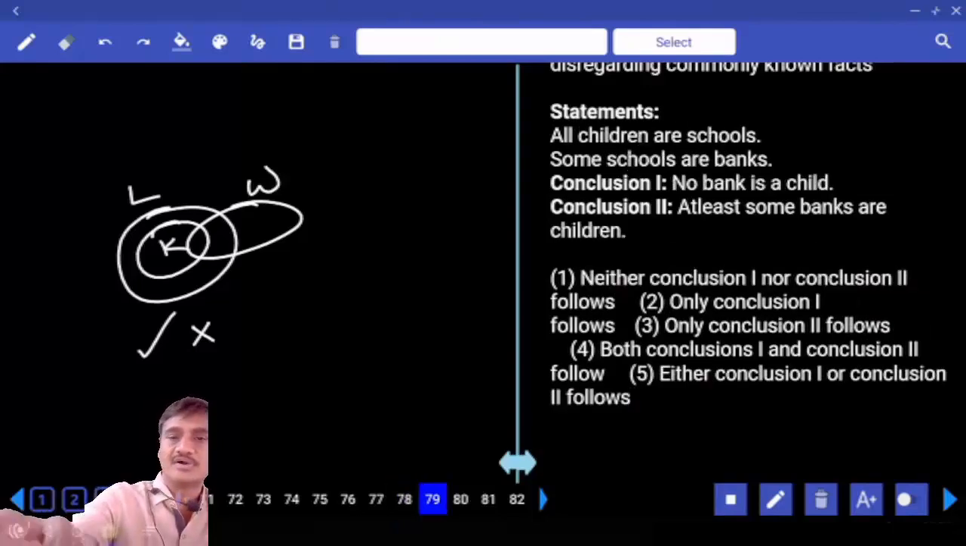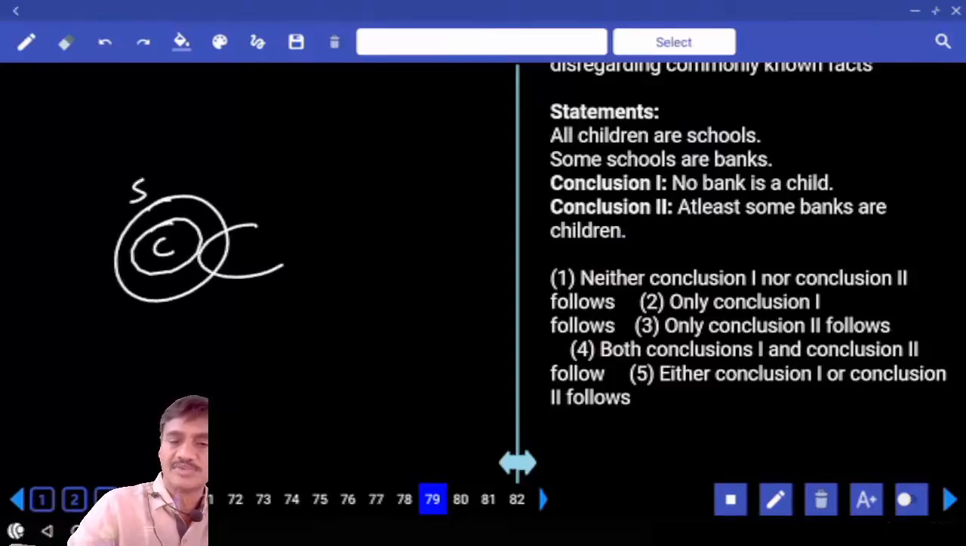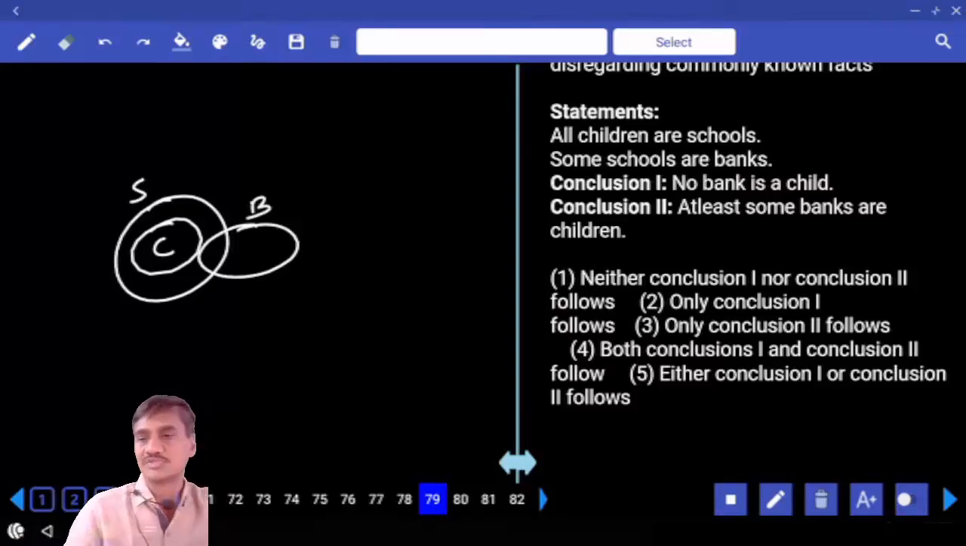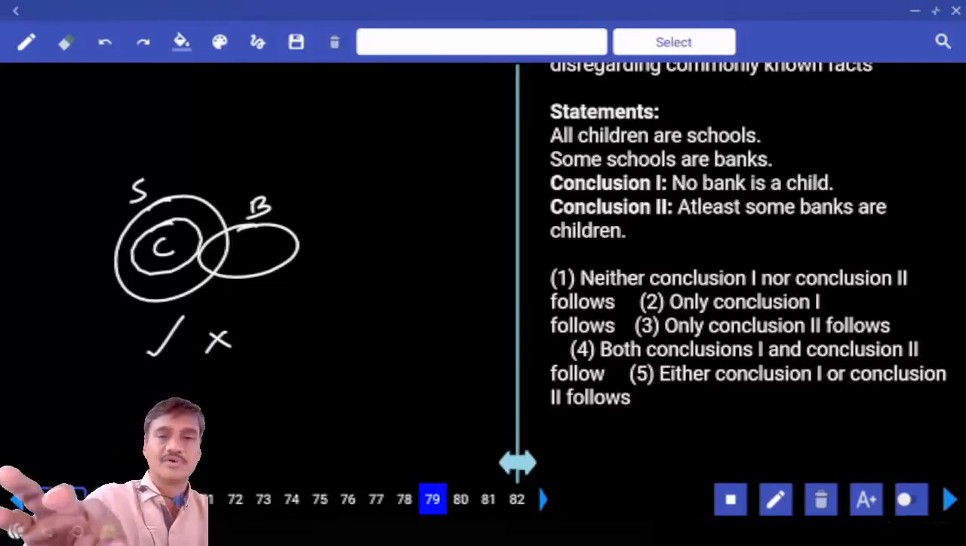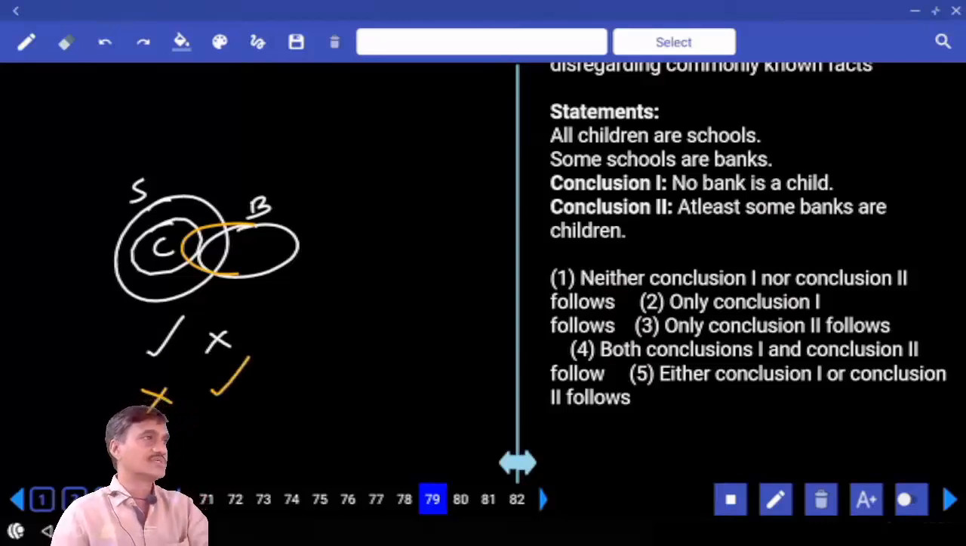Then 79. All children are schools, and some schools are banks. No bank is a child, definitely true. Some banks are children is false. Now no bank is a child is true, and you got a negative conclusion true in the alternate diagram. In this one, no bank is a child is false, and some banks are children has become true. Hence the answer is either 1 or 2, choice 5, question number 79.